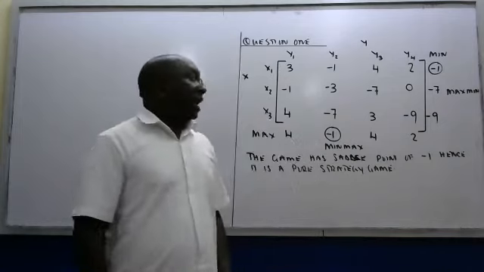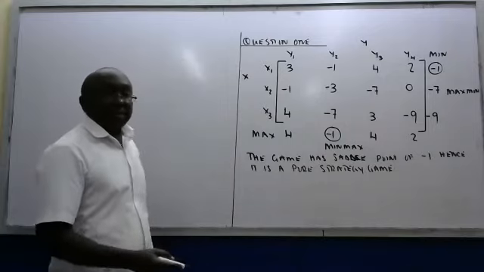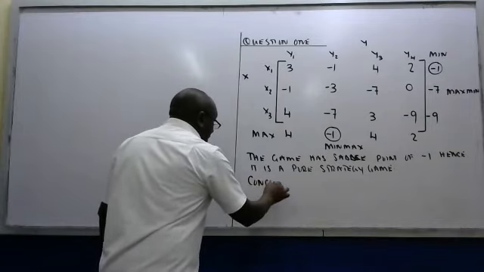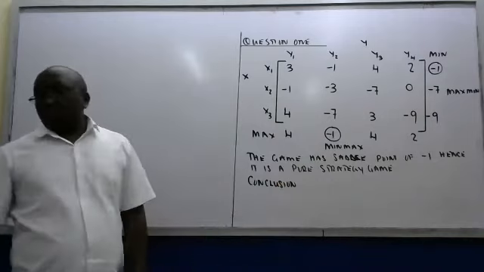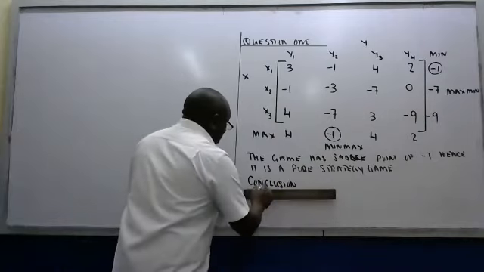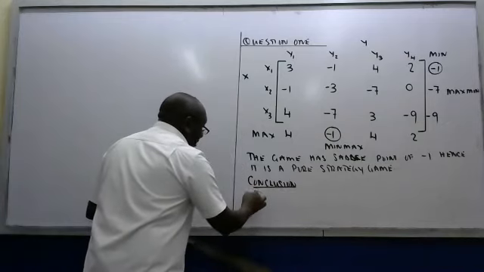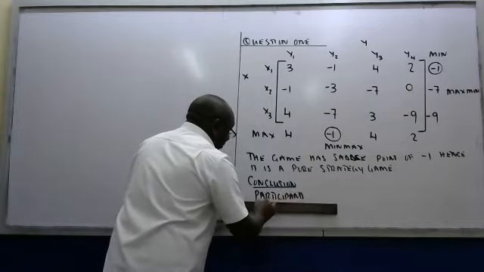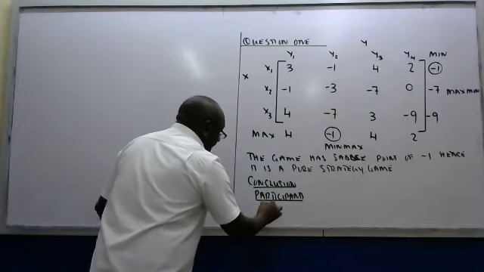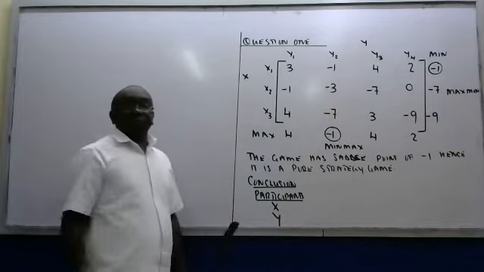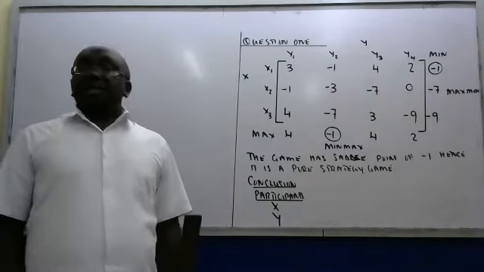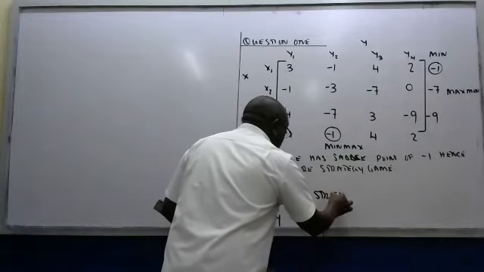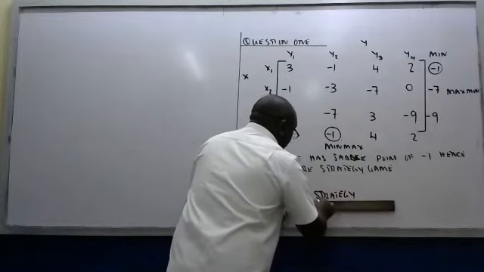Now when you stop, there are several things that you need to highlight, which we will call conclusion. In the conclusion, the first thing, you must tell us who are the participants in that game. There is X and Y. Those are the two participants. Then you must tell us the strategy that they are going to use.